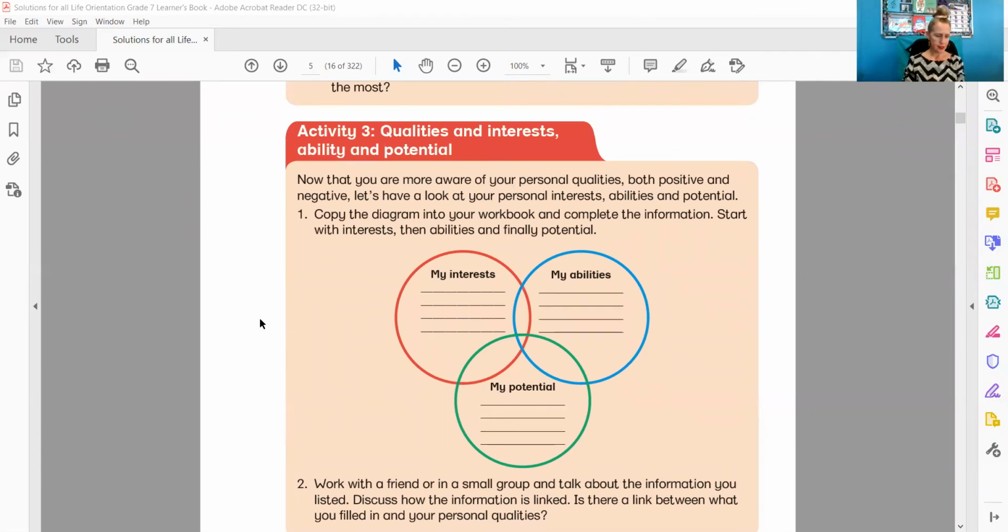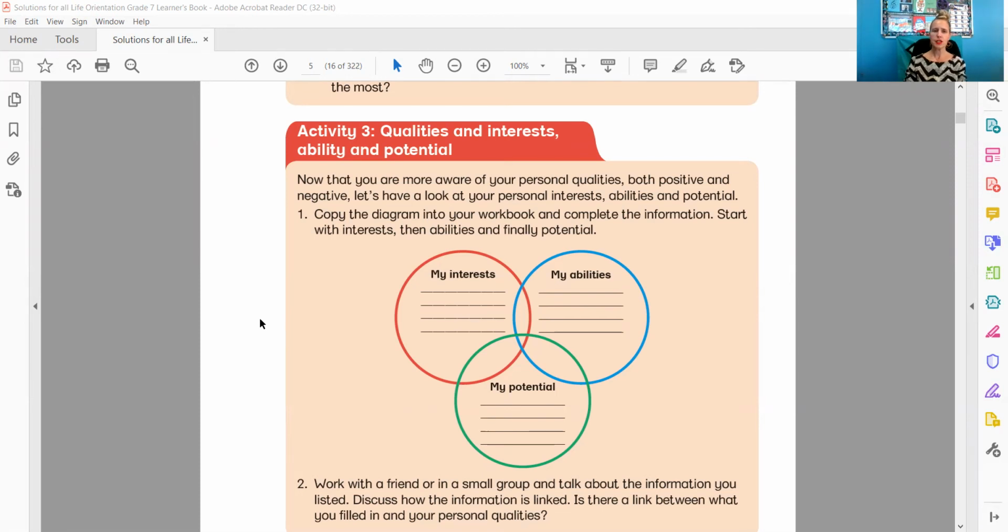All right, let's go to page 5. Okay, there is page 5. Now, it says you are more aware of your personal qualities, both positive and negative. So let us look at personal interests, abilities, and potential, which we have just discussed very briefly. Okay, I want you to make one of these diagrams. Use a whole page in your book. Okay, you can use landscape or portrait.